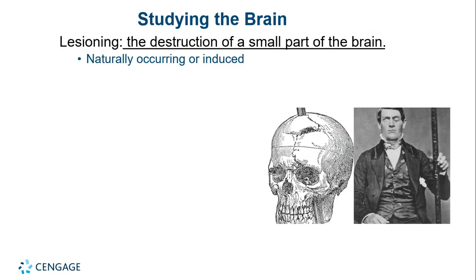Now, you might be asking yourself, how do we know this? How do we know that this part of the brain does this and that part of the brain does that? Well, because we've studied the brain, and we've studied it in a lot of different ways. One of the oldest ways to study the brain is through lesioning. And lesioning basically means that we destroy a portion of the brain.